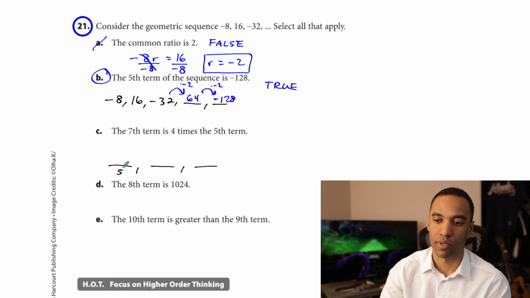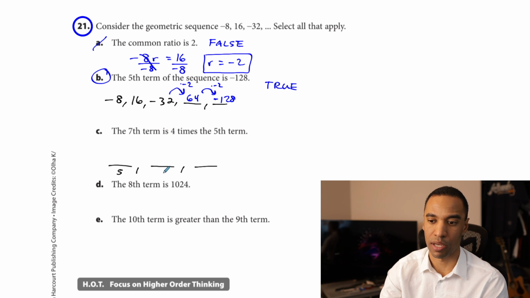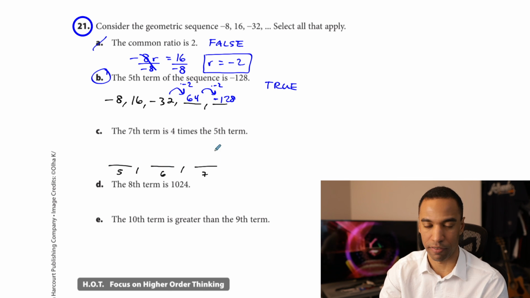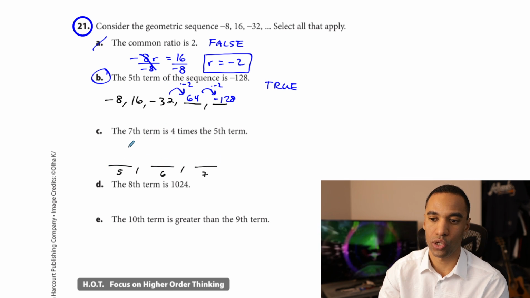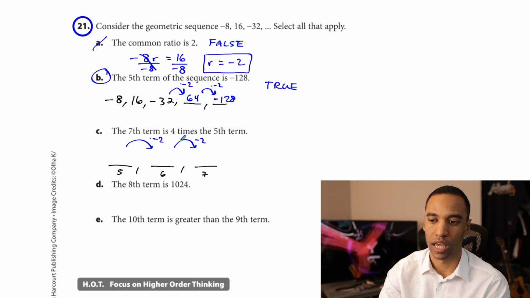Here's the fifth term. Even though we know what the number is, right now I'm going to say who cares. Here's the fifth term. It's some number. Here's the sixth term. Here's the seventh term. What are we going to do to go from the fifth term to the seventh term? We're going to multiply the fifth term by -2, and then we're going to multiply the sixth term by -2. Basically, we're going to multiply by -2 twice.